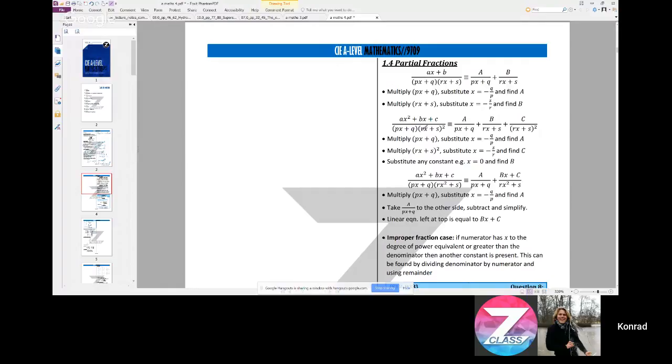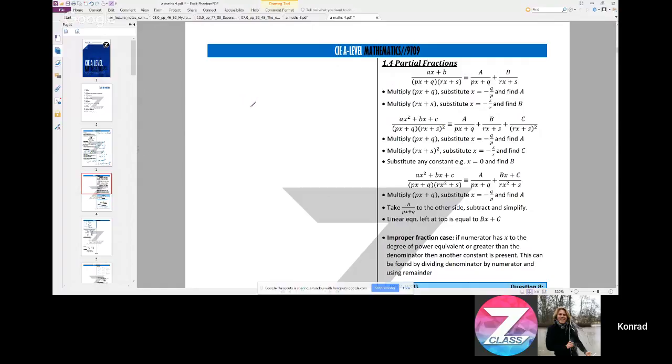Okay? So you'll notice here that up the top it goes up to x, but down the bottom you've got x times x, so that goes up to x squared. And similarly here, this goes up to x squared, but this in total will go up to x cubed. So that's what you require to be able to do partial fractions.